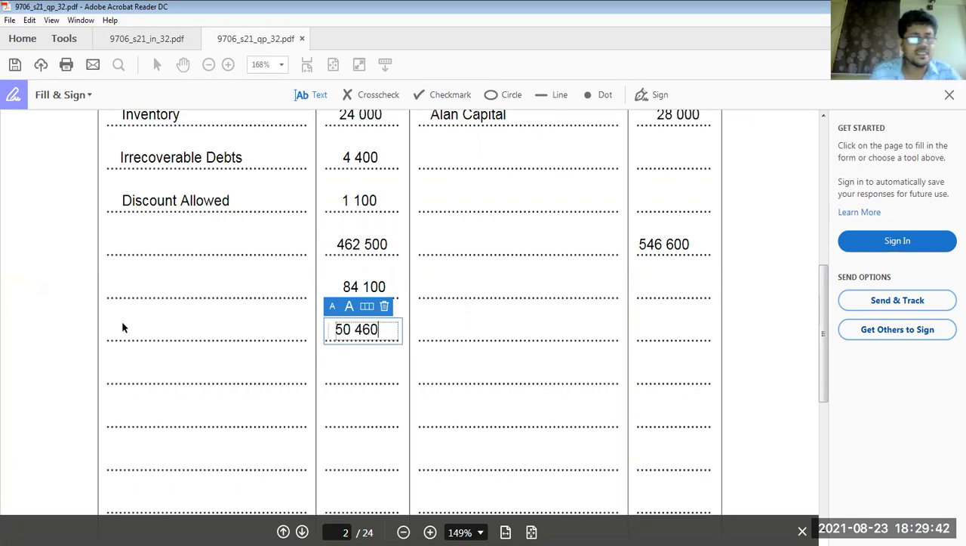50,460 is going to the first partner named Alan, and the second one is Brian. The profit going to Brian is how much? 84,100 multiplied by 2 divided by 5. This is 33,640. Okay.